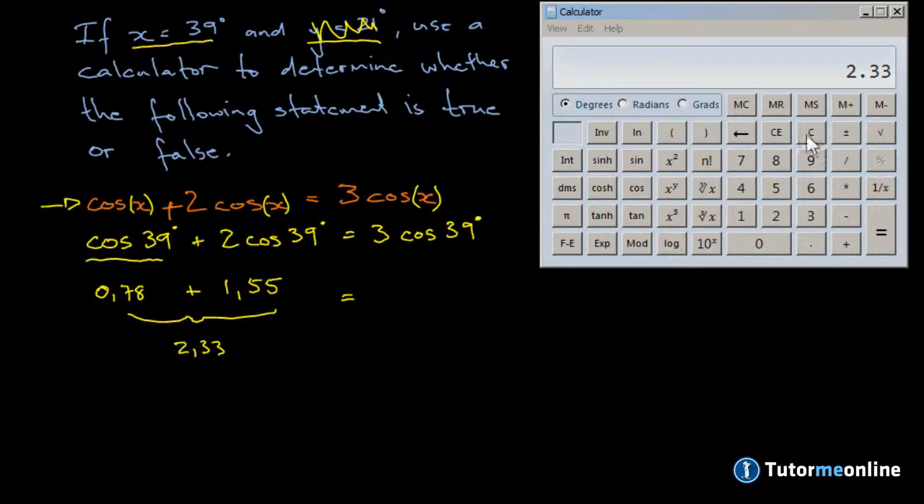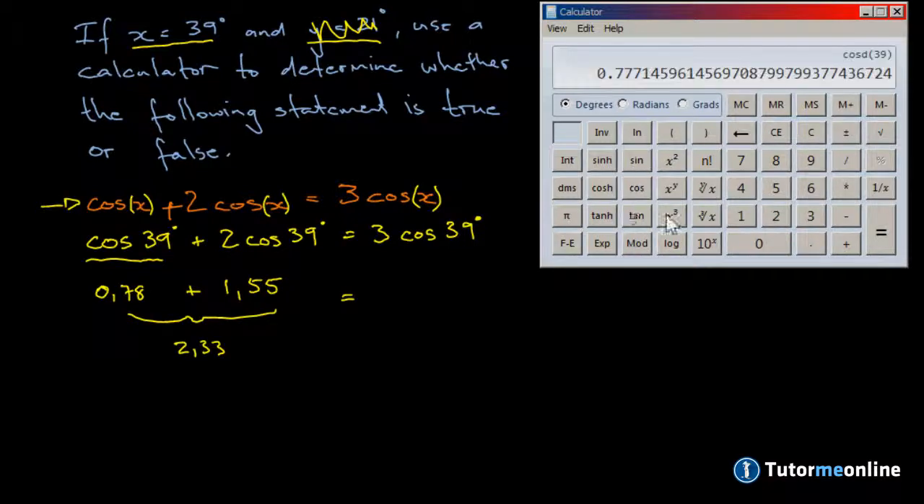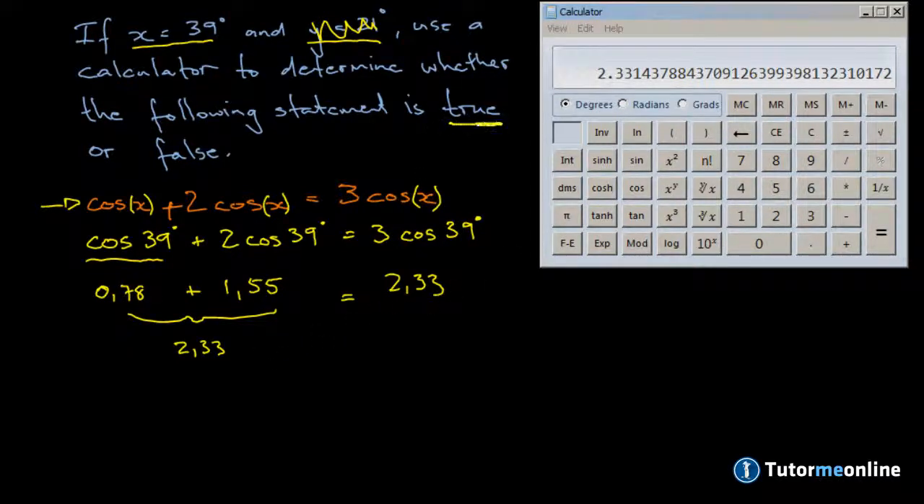All right, let's work out what the right side of the equation is equal to. So that's 39, cosine, and then we multiply by 3. And that is 2.33. So both sides of the equation are the same, which means that the answer evaluates to true.